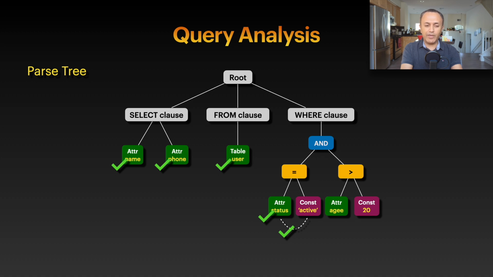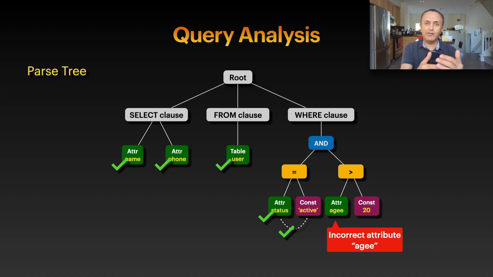So the type of the status attribute, let's say, is a string, so it can be compared with that constant, so that is also valid. And then it's going to go to the age attribute, but it's going to say, no, actually, I do not have an attribute with that name. If we look closely, we'll see that I actually mistyped age. I put AGEE. So it will say, no, nothing with that name exists.